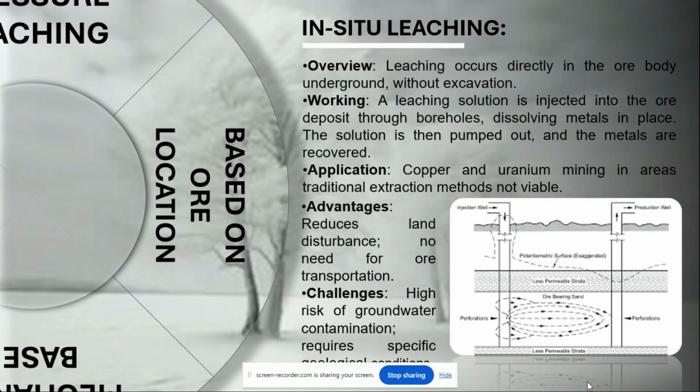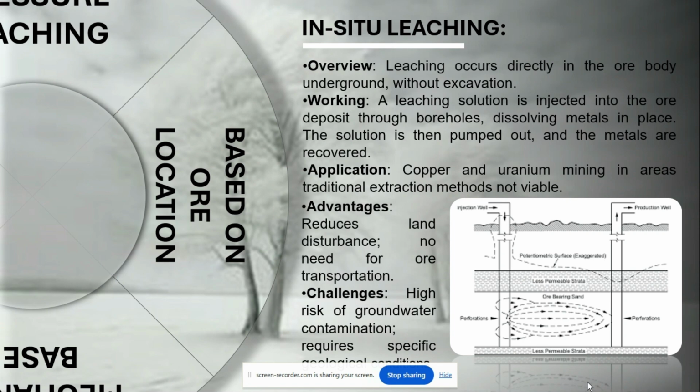The second type, based on location, is in situ leaching. In in situ leaching, leaching occurs directly in the ore body underground and no excavation is required. It simply works by pumping the leaching solvent from one end, passing it through the ore, and then pumping it out from the other end, as you can see in the images.